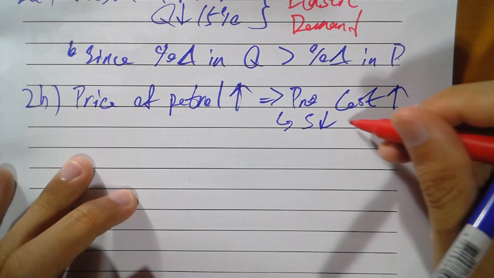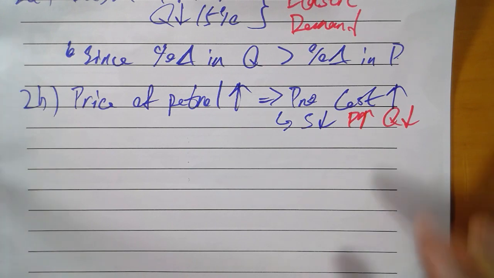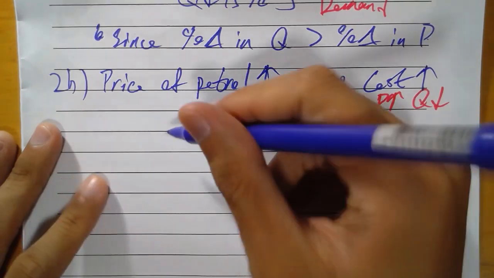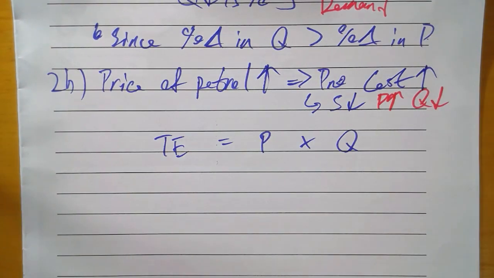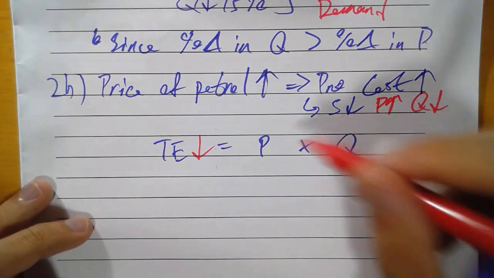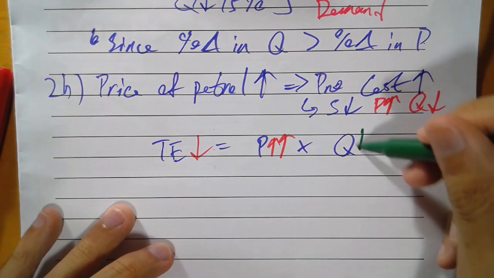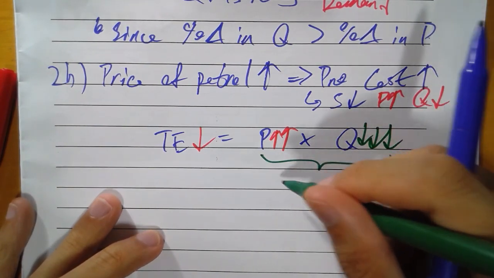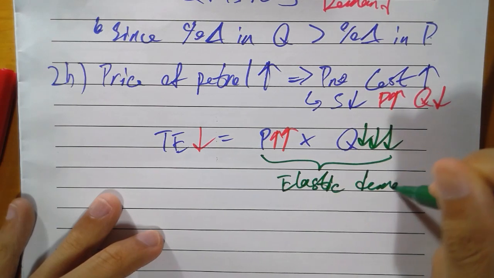A decrease in supply means price increases, Q decreases. Now we need to see under what situation total revenue would decrease. So here, our formula: TE decreases. Price we know increases. Therefore, to cancel this out, you actually need Q to move very quickly. This will be an elastic demand.